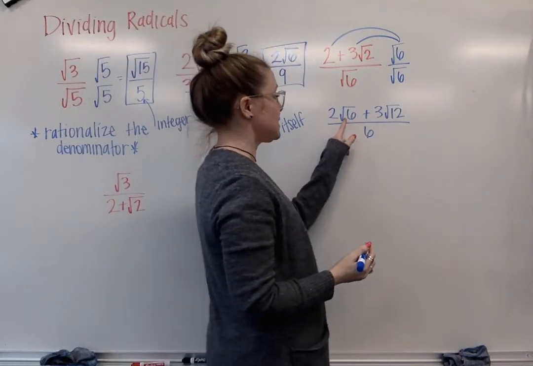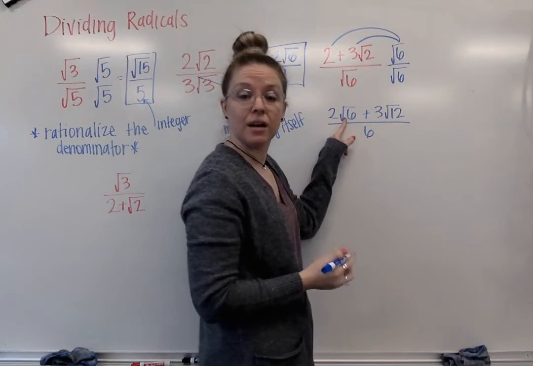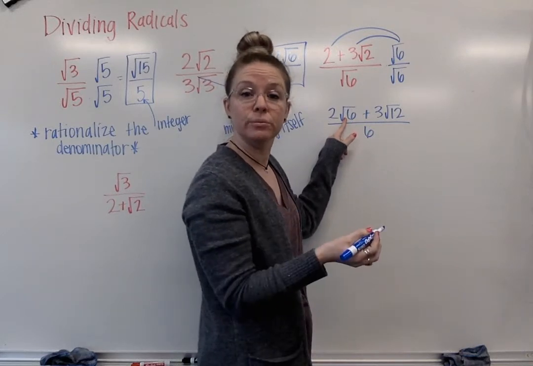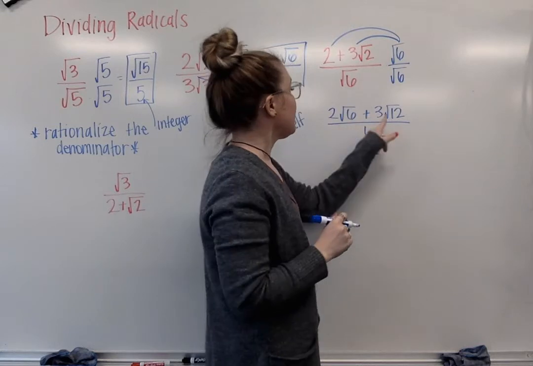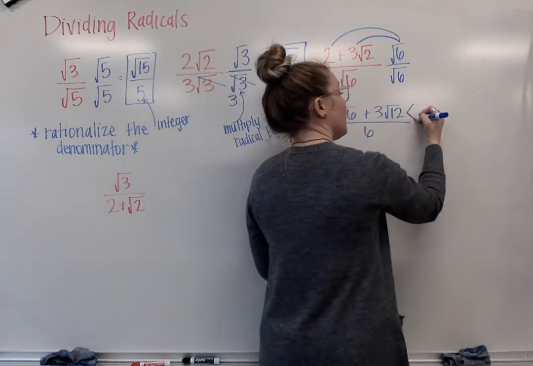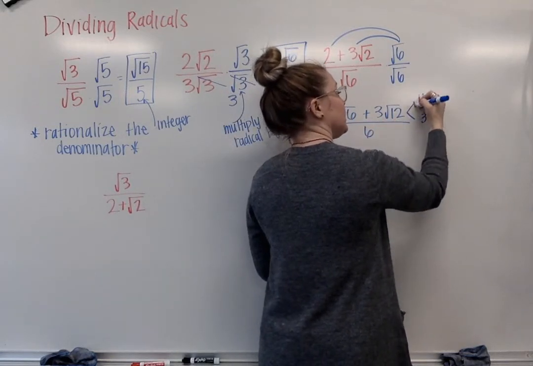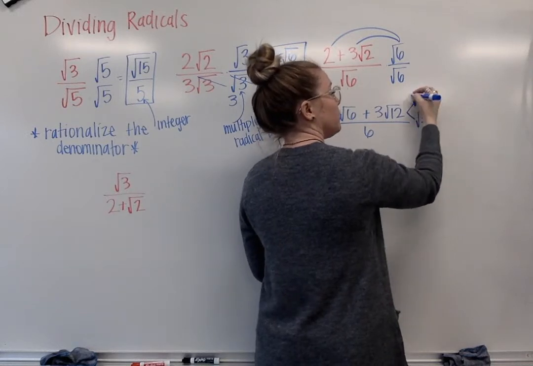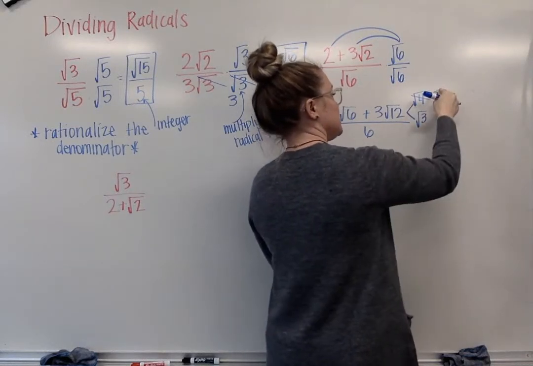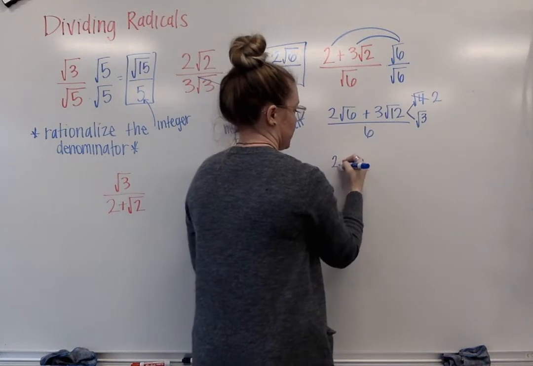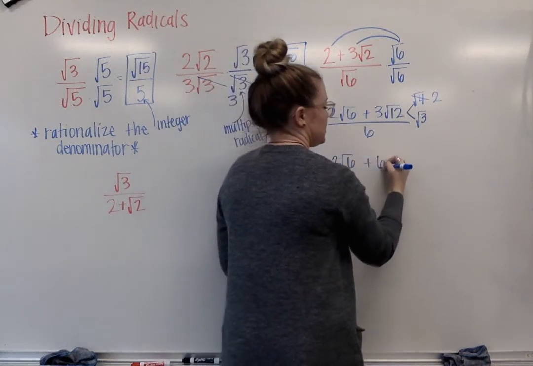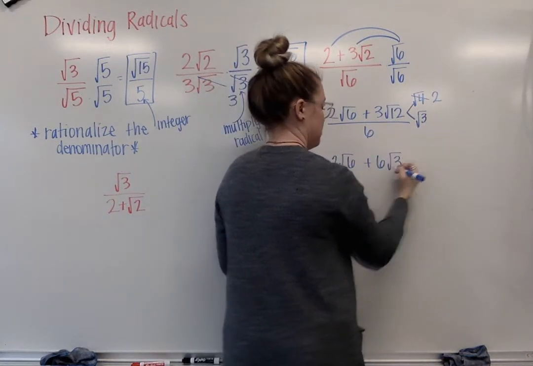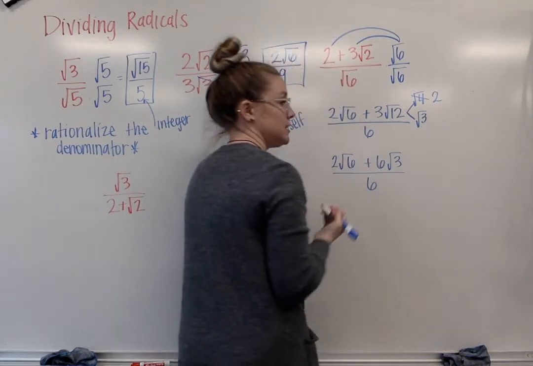My 2 root 6 is fully simplified. I can't do anything there. The only factors of 6 are 3 and 2, so we'll leave that. Here with the 12, the factors are 4 and 3. Square root of 4 is 2, so I'm going to take 2 times 3, and that's going to become 6 root 3 all over 6.